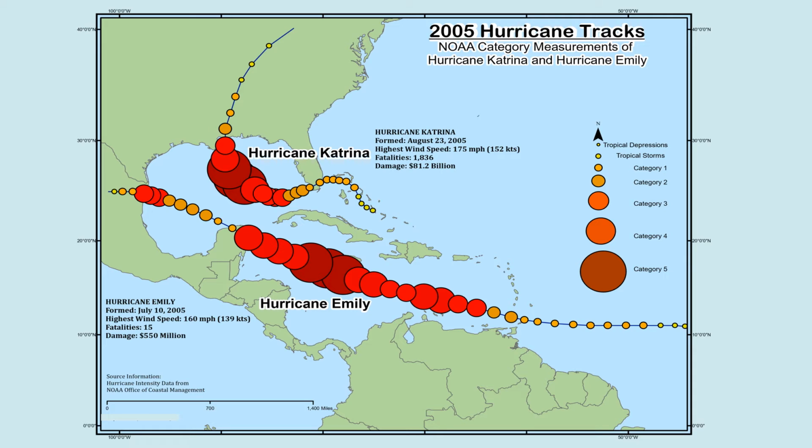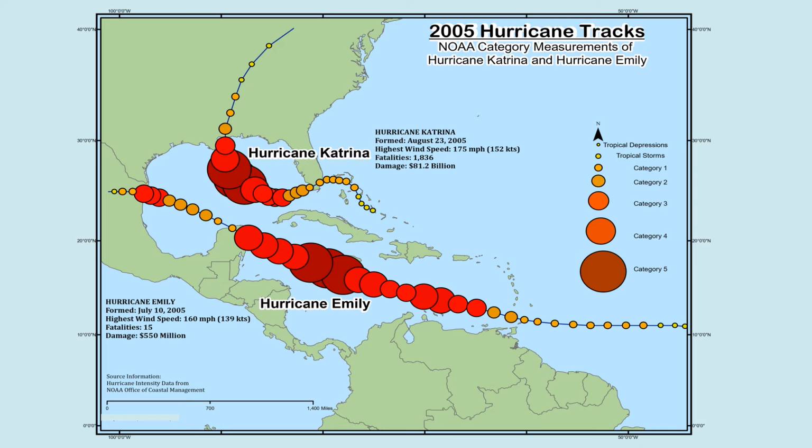The 2005 hurricane tracks, we get the data from the NOAA, Office of Coastal Management, and the special symbology tip we have here is that we were able to ungroup and regroup the legend to show different legend headers, that these actually display the hurricane categories according to the NOAA.